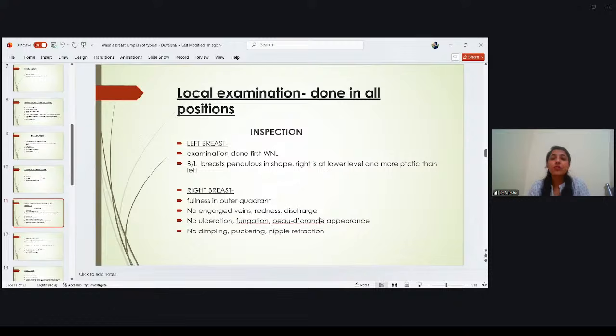Local examination was done in sitting position, in lying down position, in semi-recumbent, and in bending forward position, with hands by the side, hands above the head, and hands above the waist region. Left breast examination was done first, and was within normal limits. On inspection, both breasts were pendulous in shape, and the right breast was slightly at a lower level and more ptotic than the left breast. There was a fullness noted in the outer quadrant of the right breast. There were no engorged veins, redness, or discharge over the skin of the right breast, and there was no ulceration, fungation, peau d'orange, dimpling, puckering, or nipple retraction over the right breast.